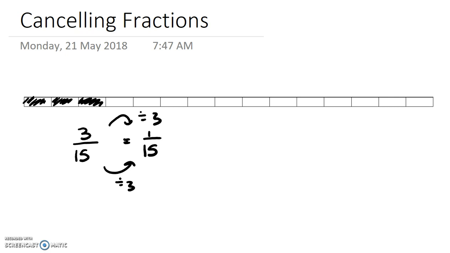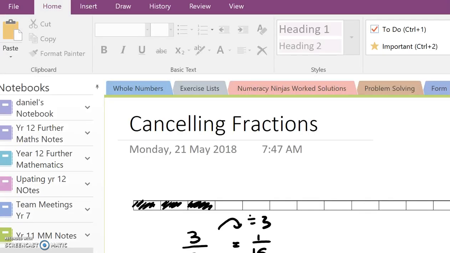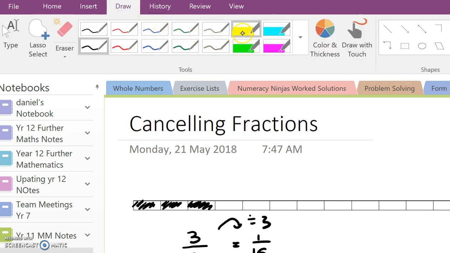Now, we need to be able to see the relationship between the numerator and denominator when we cancel fractions. And the way that we do that is we rewrite it slightly. And it's important to know how to cancel fractions and when you can cancel fractions if we're doing algebra. Okay?